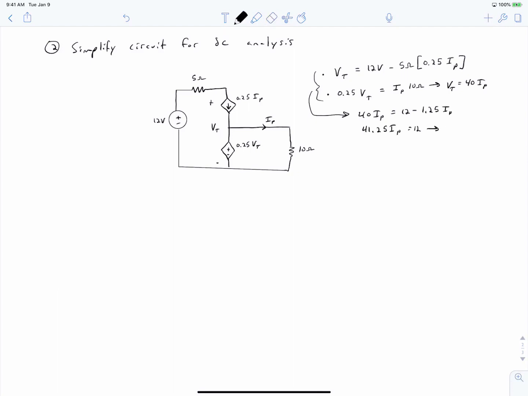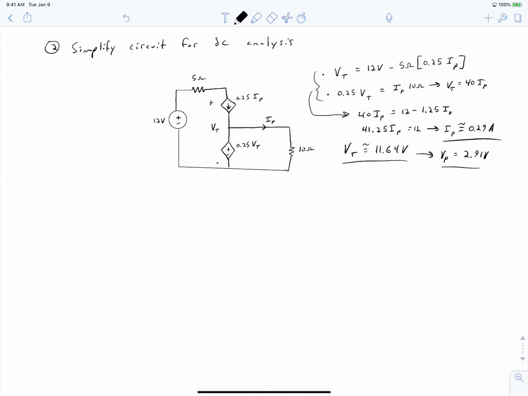We finally get that IP is approximately 0.29 amps. If we go back to our first equation, we find that our throw voltage is approximately 11.64 volts. And we go to our second equation and we find that our pole voltage is 2.91 volts.